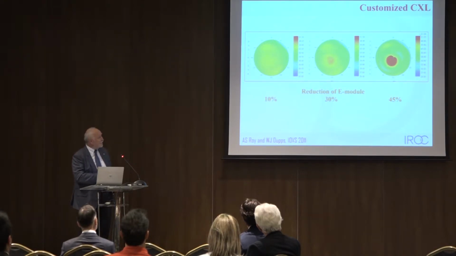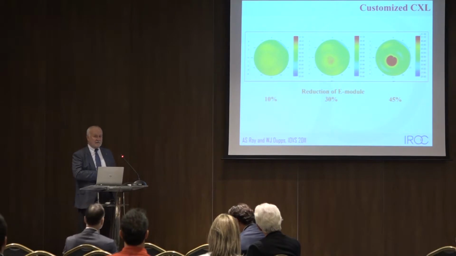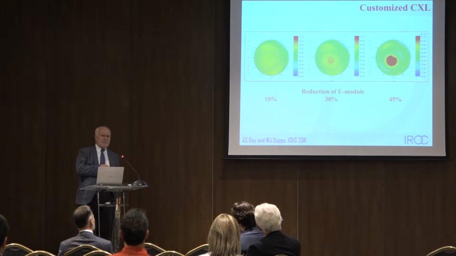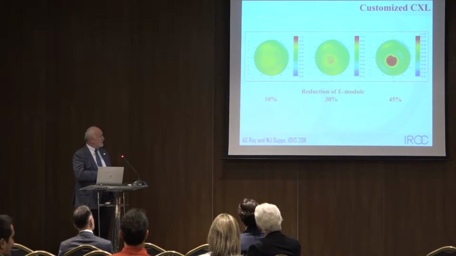At a weakening of 45%, so the stiffness of the cornea was weakened by a factor of nearly 2, then all of a sudden a keratoconus started. And that's when I thought maybe we should follow that approach, and do the cross-linking only in the area that is weak and leave the rest alone.